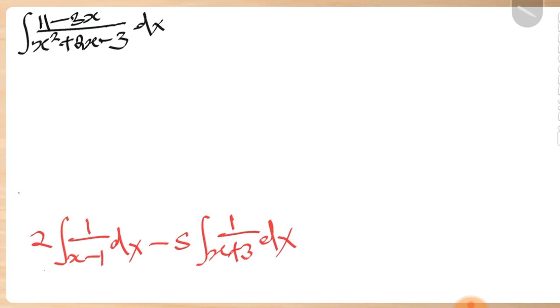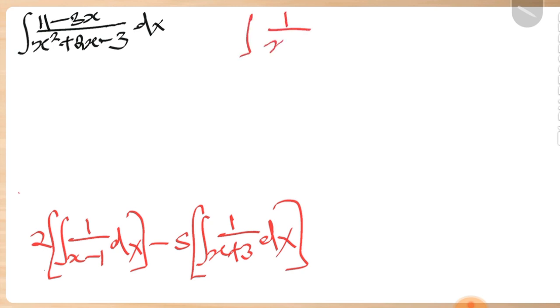Alright. So here we're going to evaluate this separately, and let's evaluate this separately. Now we have the integral of 1 over x minus 1 dx.